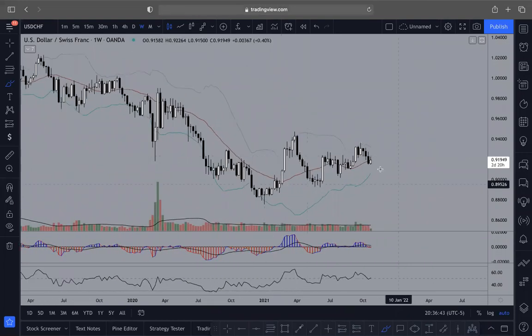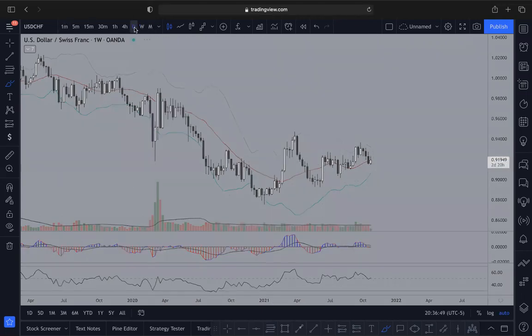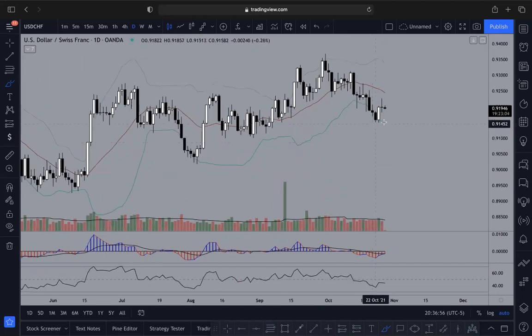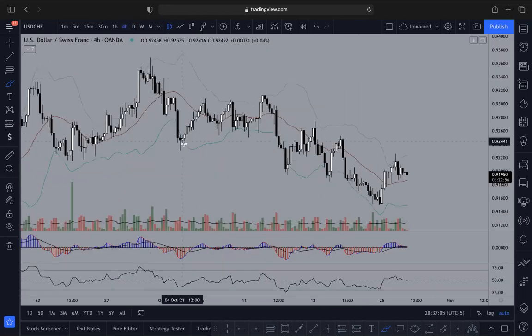UCHF. Last week we had a pretty bearish week. It closed really bearish. Just been kind of consolidating though. You can see it on the daily, a lot more consolidation right here. It came down to this bottom Bollinger Band, did make a move up. Yesterday it didn't do much at all. Let's see if we can get something out of this.